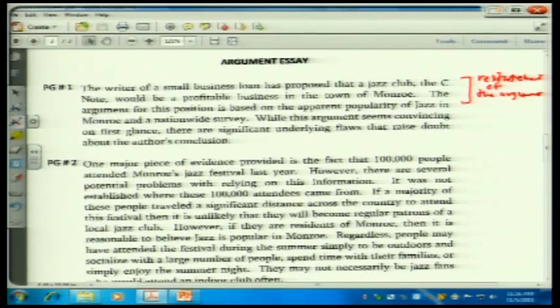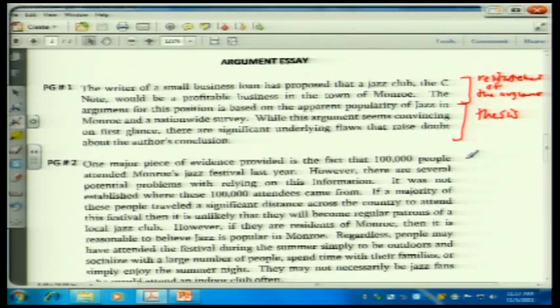So that's good, okay? Because it will establish you as a critical reader. You know what's going on, you know what's being proposed. And then your claim, your thesis. And your thesis should be the same, right? In that you will say that it's logically flawed. While the argument seems convincing on first glance, there are significant and underlying flaws that raise doubt about the author's conclusion. You can use that as your thesis for all the argument essays, okay? So you can memorize that, or you can use a different version that says about the same thing.